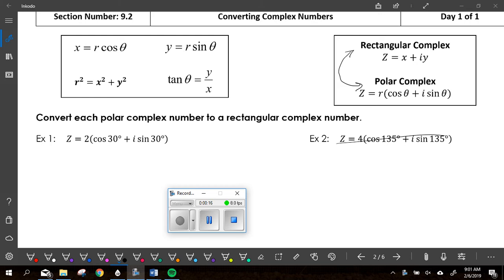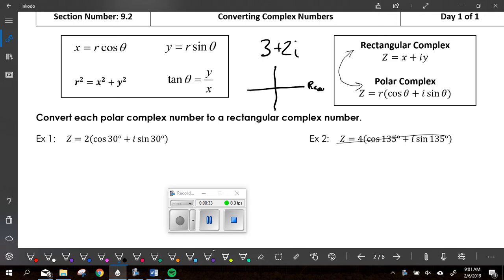Yesterday we graphed the top one, z equals x plus iy. That's what we just talked about a second ago. Something like 3 plus 2i. The 3 is my x value, the 2 is the y value, and then you have an imaginary number. If I were to graph 3 plus 2i, remember what we talked about.